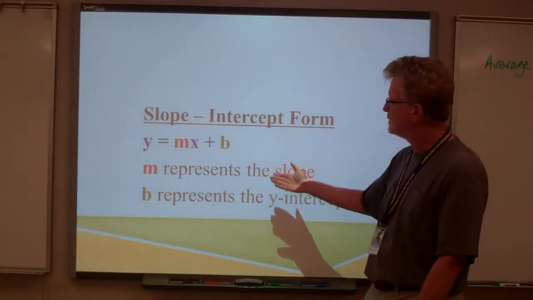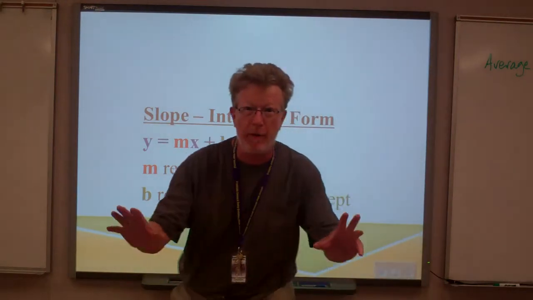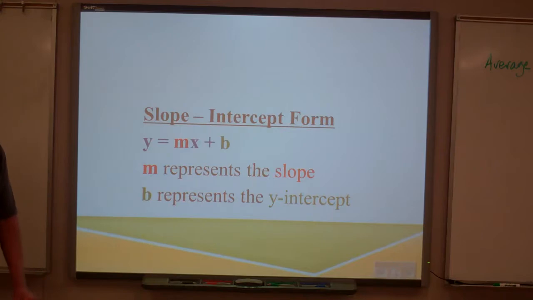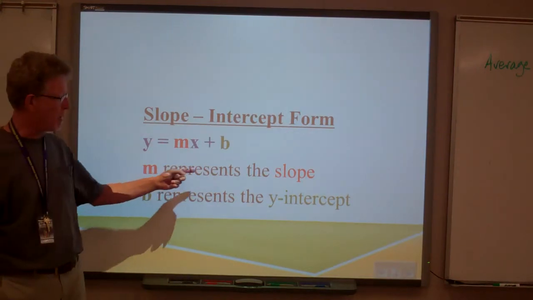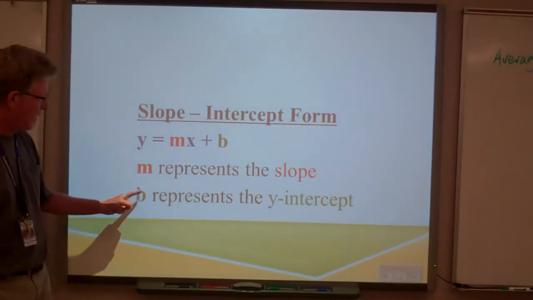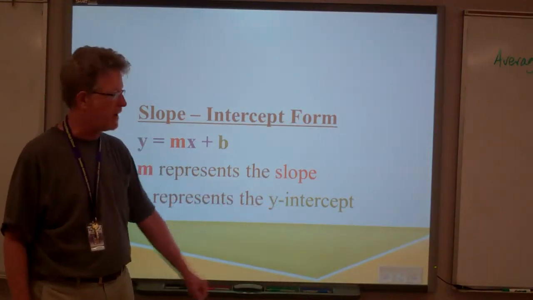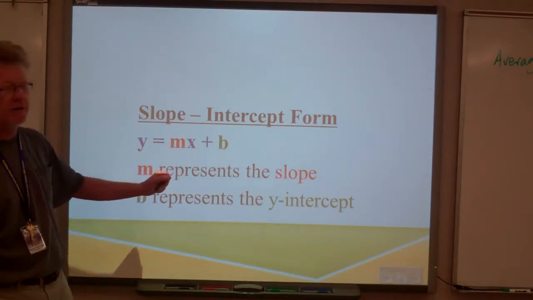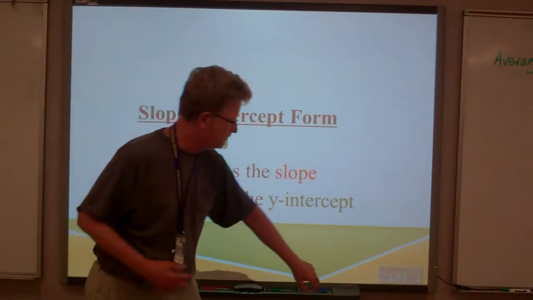Slope-intercept form. You have seen this equation before, maybe not with red and green. Y equals mx plus b. And as you already should know, m represents the slope and b represents the y-intercept. So we have y equals the slope times x plus the y-intercept.